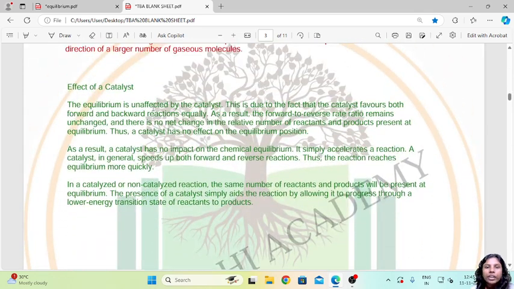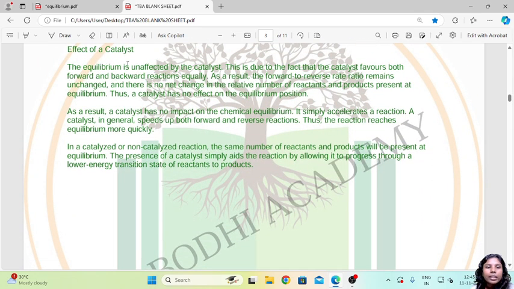Last, we have the effect of catalyst. The equilibrium is unaffected by the catalyst. One very important statement is that we know catalysts play a major role, but in terms of equilibrium, we are saying it is not affected by the catalyst. Why so? This is due to the fact that the catalyst favors both forward and backward reactions equally. Whenever we add a catalyst, it will favor both the forward as well as the backward reaction, so no internal change will be happening.